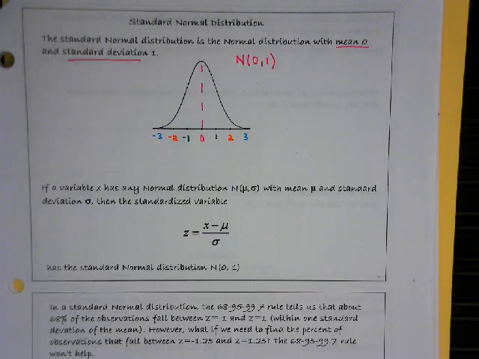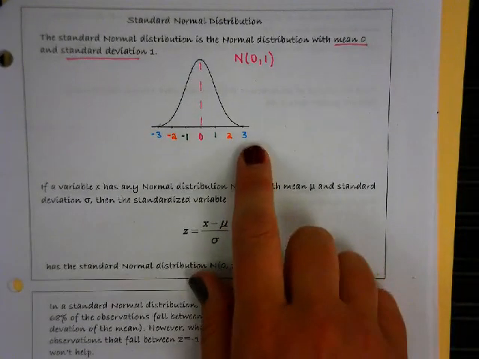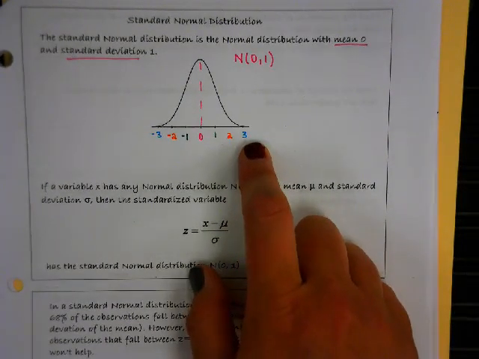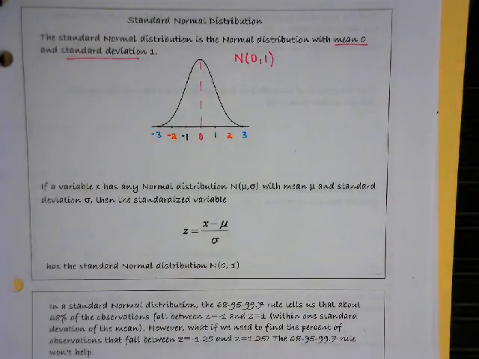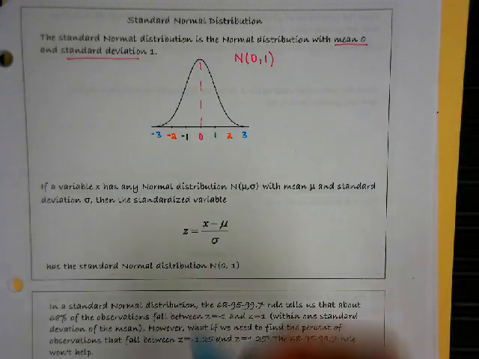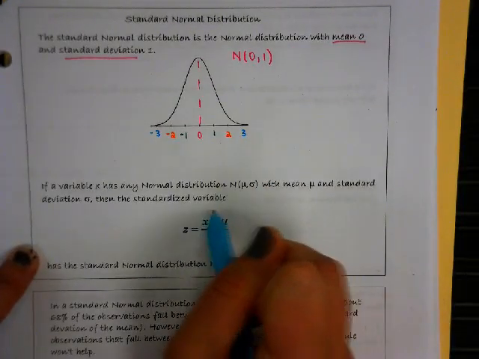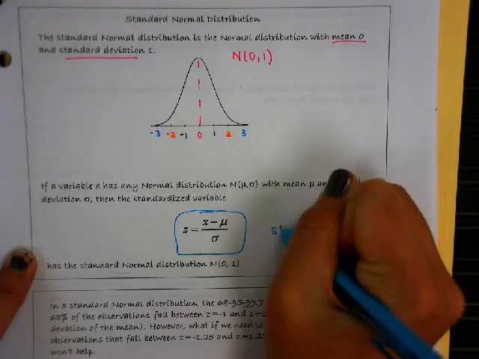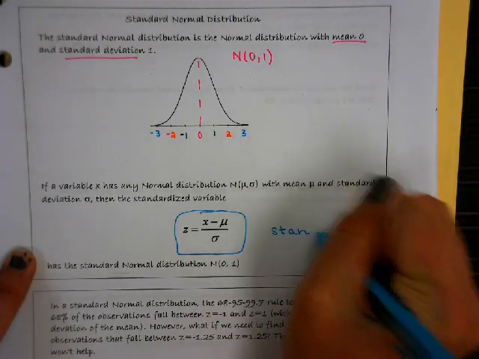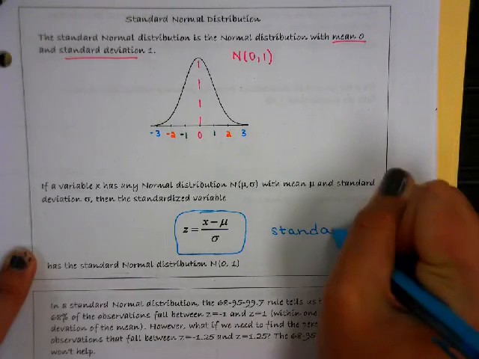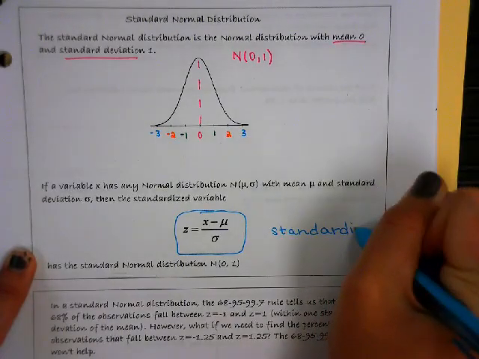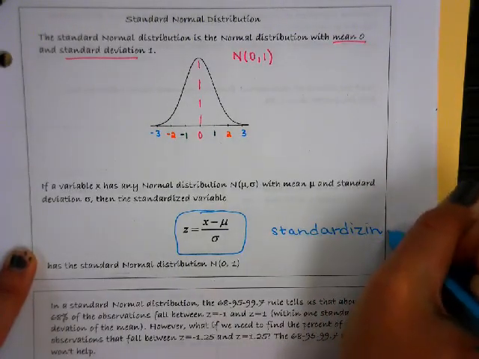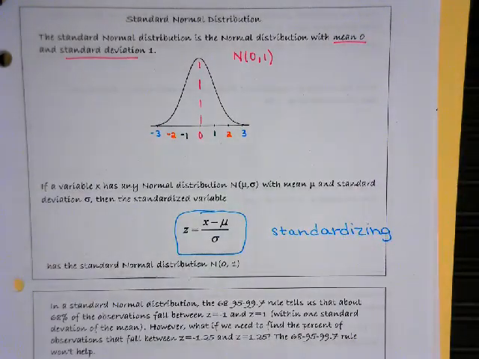Remember I told you that this process right here of finding a z-score was called standardizing? So when you find z-scores, if you do it for the whole distribution, you change your distribution into the standard normal distribution with a mean of 0 at the center, and then your standard deviation is just 1.